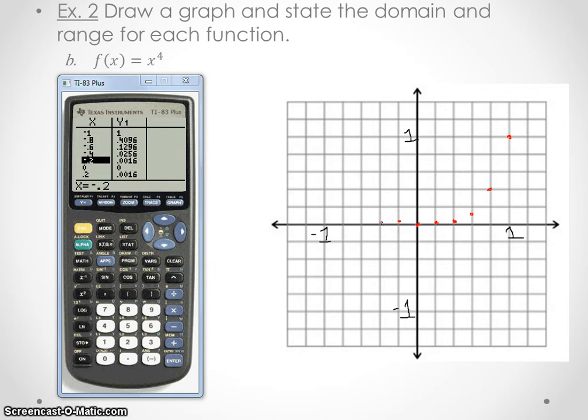Negative 0.4 and 0.0256, so just a little bit higher, right about there. And then negative 0.6 and then 0.13, so we're right here. Notice we're exactly symmetric to the y-axis, so we actually know our next points are going to be right here at negative 0.8 and 0.4, and then negative 1, 1. It's going to match up exactly on the other side. So we do have a U-shaped parabola here, and I'm going to go ahead and try to connect as best I can, and again putting arrows on the top because we know it's going to keep going up. And there we go. There's our graph.